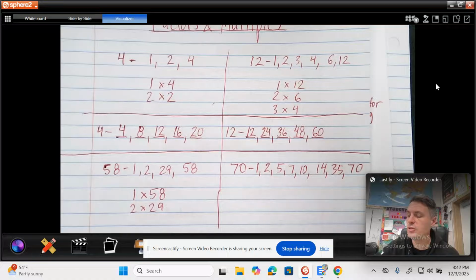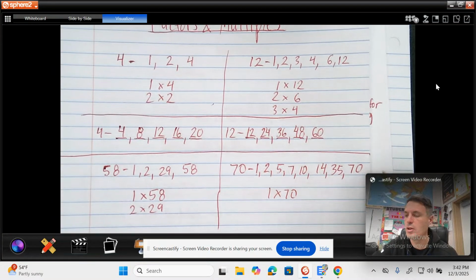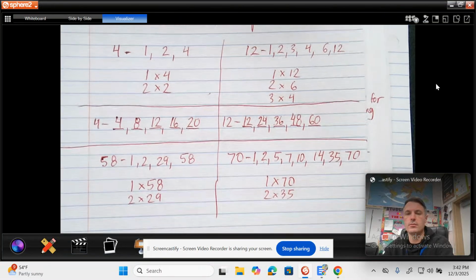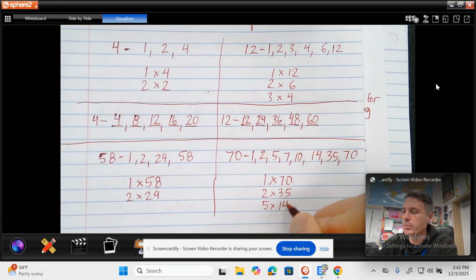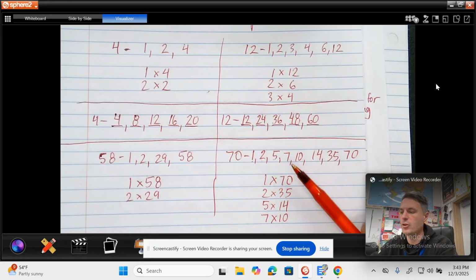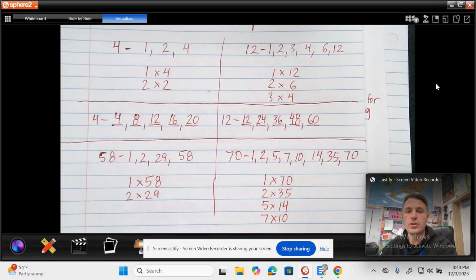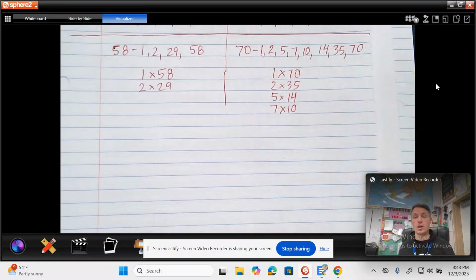And again, to list the factor pairs, 1 times 70 is 70, so that's a factor pair. 2 times 35 is 70, so that's a factor pair. And 5 times 14 is 70, so that's a factor pair. And 7 times 10 is 70, so that's a factor pair. So there's 4 factor pairs of 70. 1 times 70, 2 times 35, 5 times 14, and 7 times 10. So those are all the factors of the number 70. Okay, so that's what factors are. All the numbers you can multiply together to equal a number.